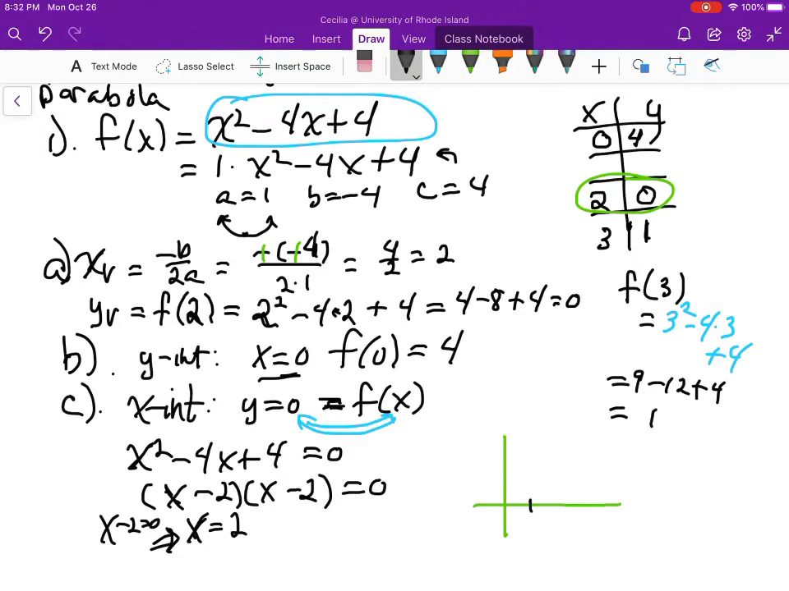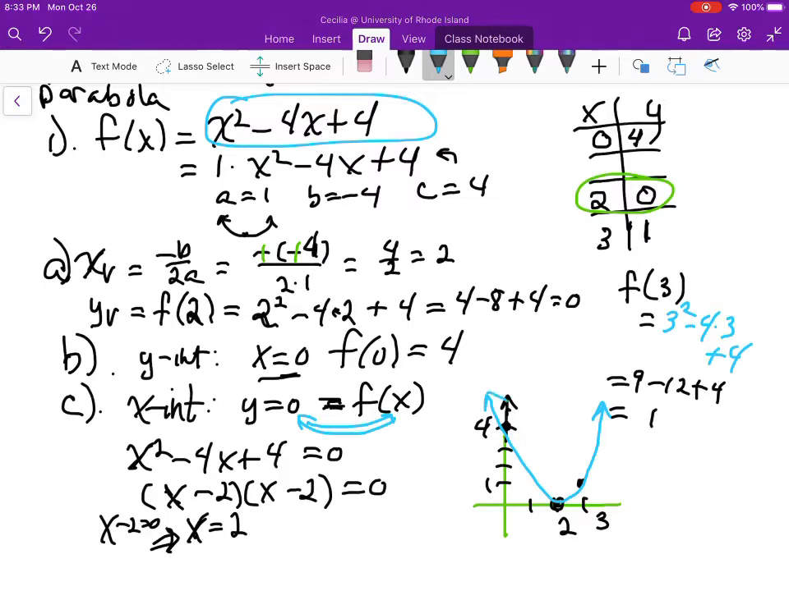So if we go over to 2, 0. We also have a y-intercept at 0, 4. Sorry, switching colors on you a little bit. And we have another point at 3, 1. So that's 3, 1 right there. Okay, so let's go ahead and graph this.